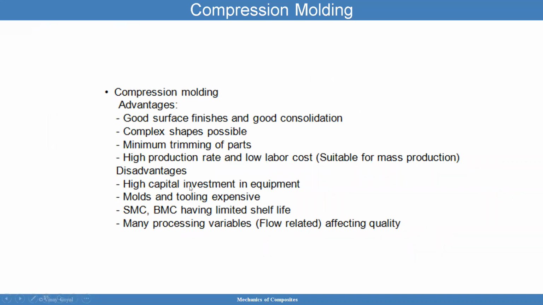Advantages of this are easy to trim, high production rate, low cost, complex shapes can be done, good surface finish, and good consolidation. Disadvantages here are that you need a lot of money to buy the autoclave. The molds and tools are expensive, and you have a limited shelf time for the customers that need them.